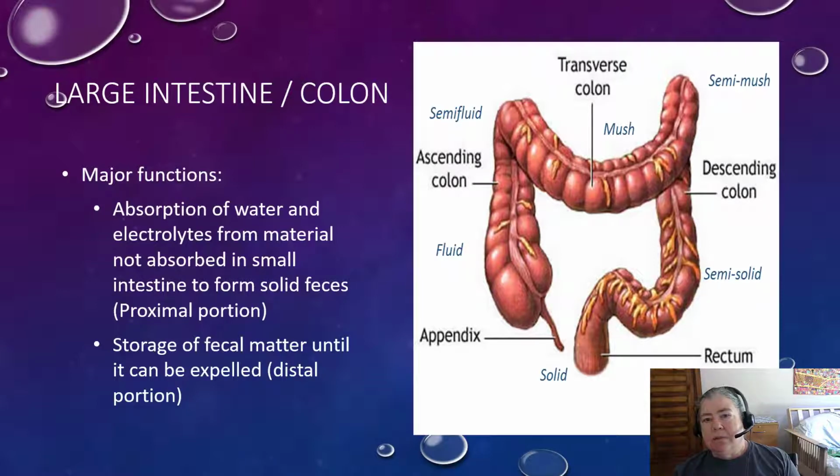So the absorption is happening primarily in the proximal intestine, where it goes from fluid to semi-fluid to mush to semi-mush, and then in the descending colon to a semi-solid, and ultimately to a solid material stored in the rectum and extruded. So remember that the main function of the large intestine is absorption of water.